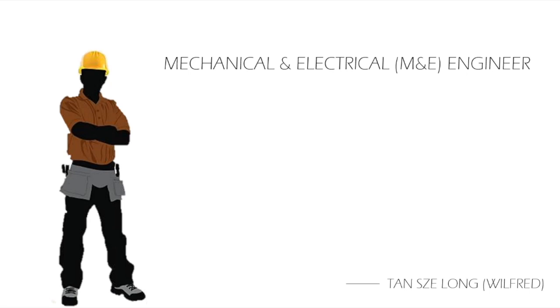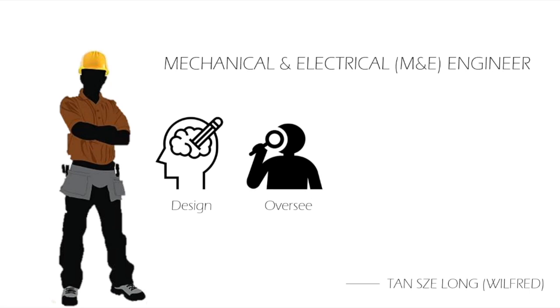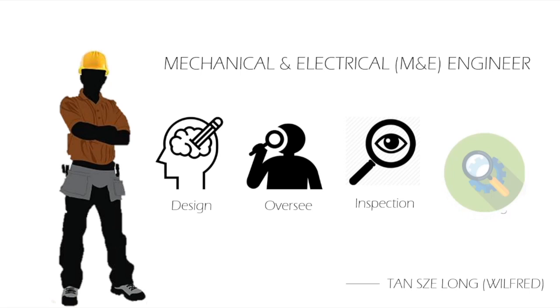Subsequently, Wilfred will be the mechanical and electrical engineer in this project. He's the one who designs the mechanical and electrical system, carries out various tests to identify the most suitable materials for the installation, oversees the installation, operation, maintenance to ensure that the machines and equipment are installed and functioning according to specifications. He will also inspect completed installations to ensure conformance to design and equipment specifications in compliance with operational and safety standards.